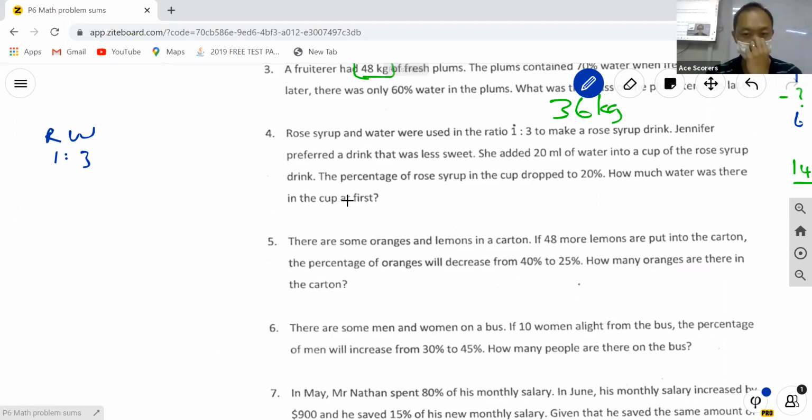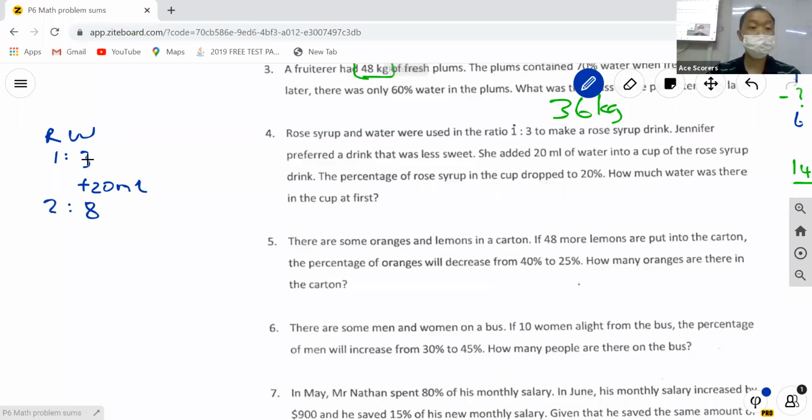Then the percentage of rose syrup dropped to 20%. What does this mean? That means the water changed, right? Did the rose syrup change? No. That means she diluted the rose syrup by adding 20 ml, right? Then the percent rose syrup dropped to 20%. So this became 2 and this became 8. Why 2 and 8? Because it's 20% and this is 80%.